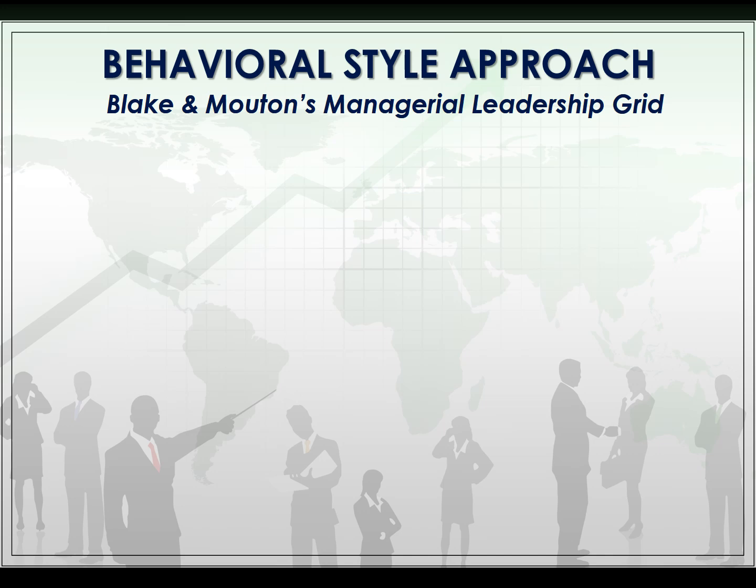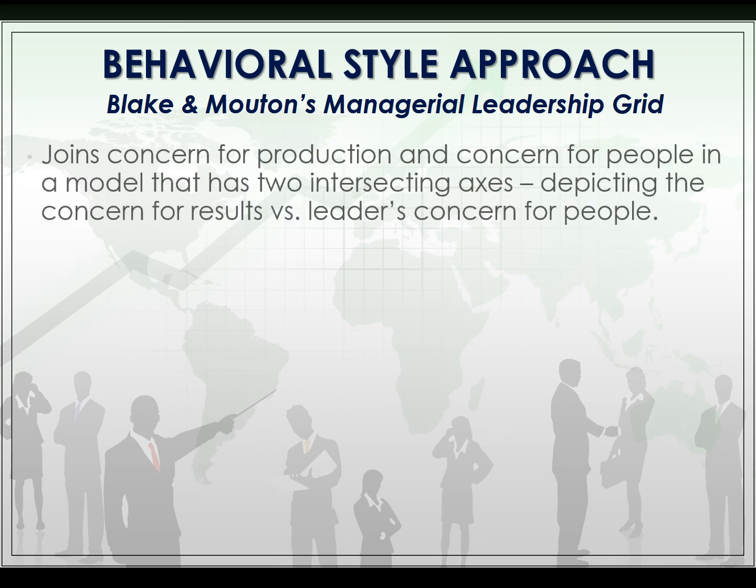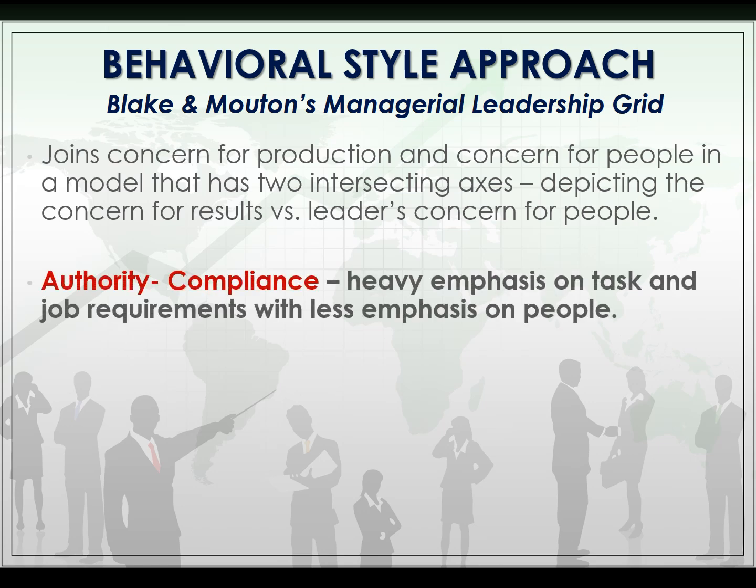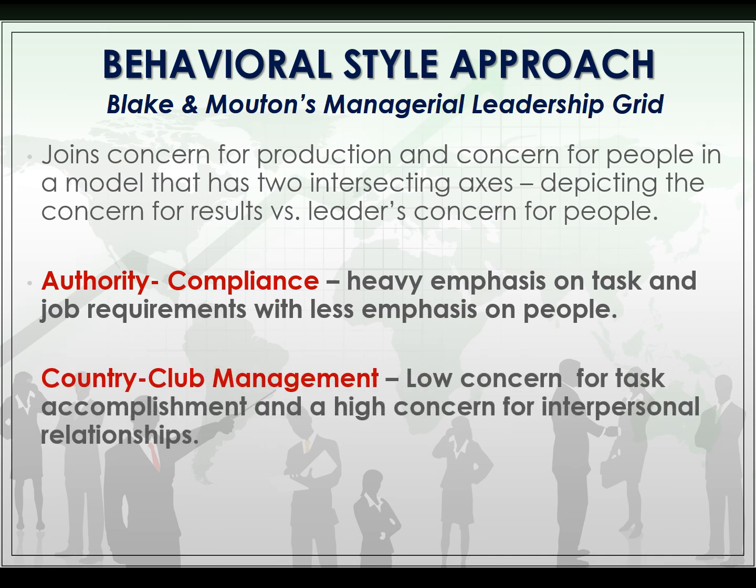Blake and Mouton's managerial leadership grid joins concern for production and concern for people in a model that has two intersecting axes, depicting the concern for results versus the leader's concern for people. Authority compliance has a heavy emphasis on task and job requirements with less emphasis on people. Country club management has a low concern for task accomplishment and a high concern for interpersonal relationships.